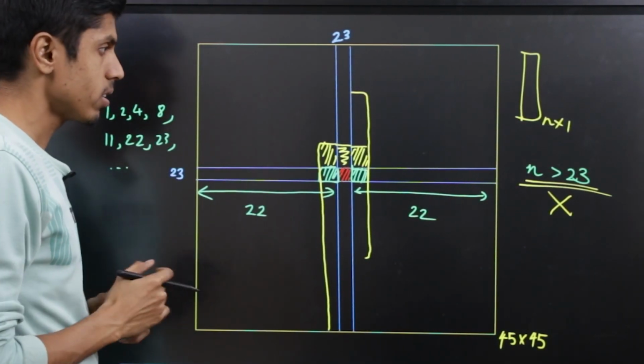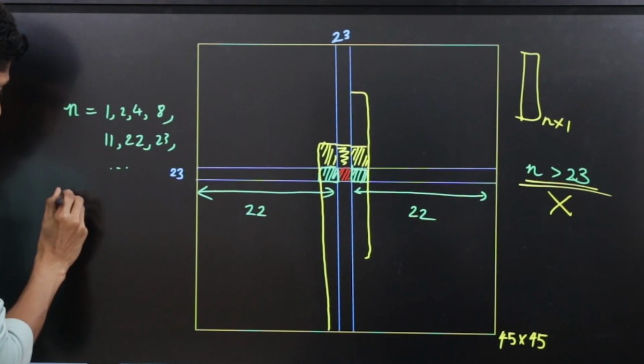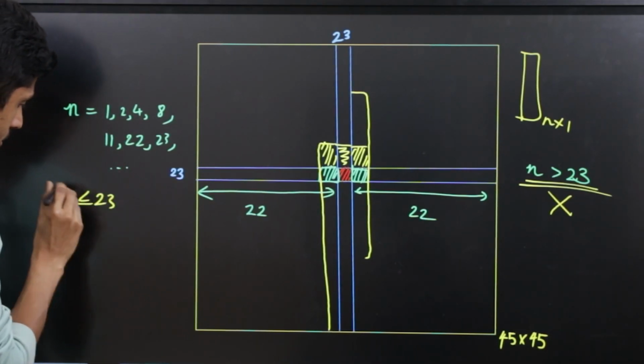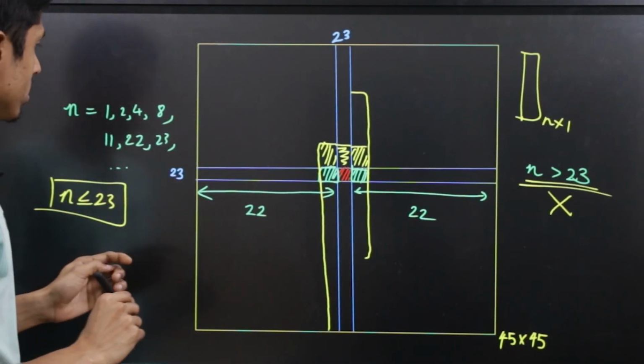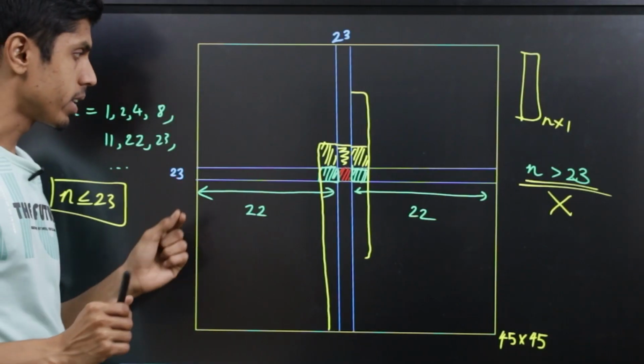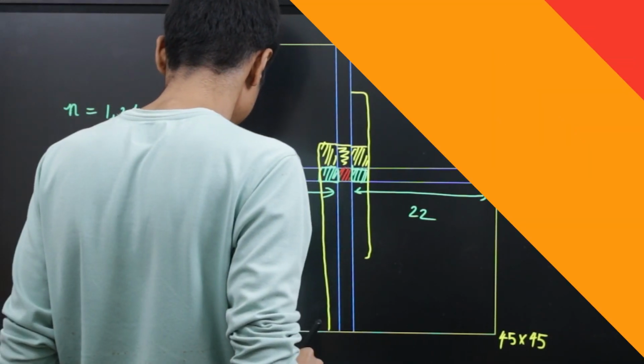We must have n less than or equal to 23. So this is the first conclusion. So then, is 23 possible? Let's come up with a configuration.